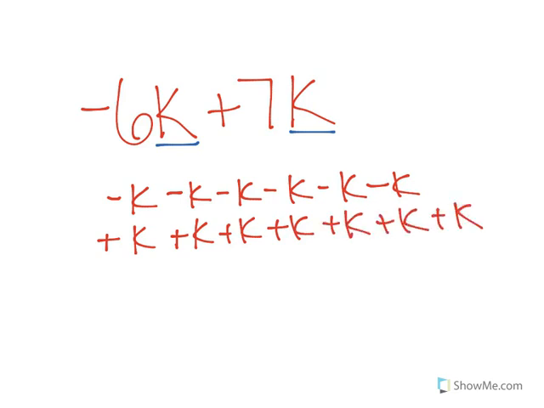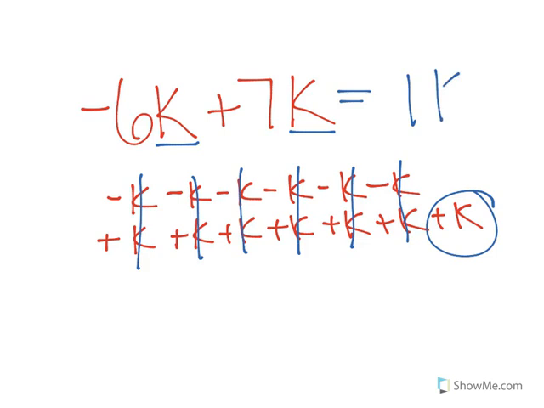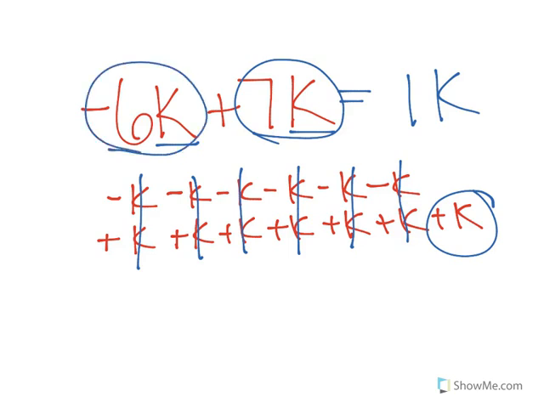Now I have negative 6k's plus positive 7k's. Obviously the positive and the negative, as you know, they cancel each other out. So I'm left with 1k. Think of it another way. If I had 7k's and you wanted 6 of my k's and I gave them to you, I would be left with 1k left. Or I can write 1k, or I could just write k.